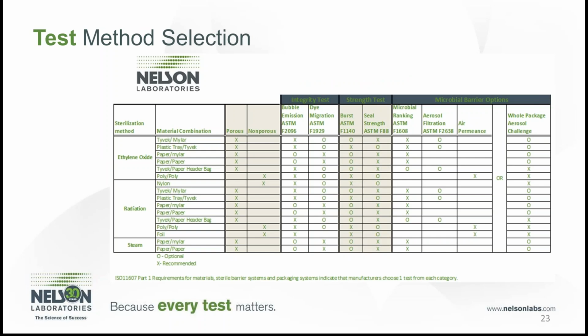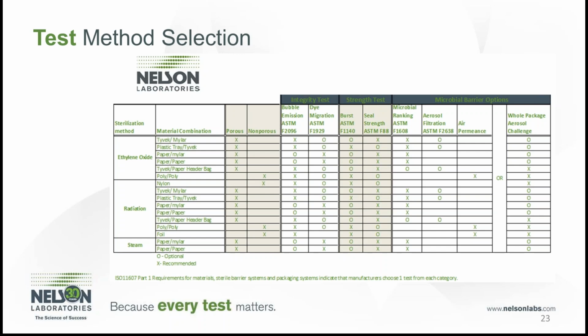So in order to understand which of the tests we'd recommend and would be most appropriate for your device and situation, we first start out by looking at the sterilization method. Then from there we look at the material combinations, and then we get some suggestions. So let's say, for example, we're using ethylene oxide as our sterilization method, and we have a Tyvek mylar pouch. We would recommend a bubble emission test to meet the integrity category of ISO 11607-1. We would recommend a seal strength for the strength and the microbial ranking, or ASTM F1608, for microbial barrier.